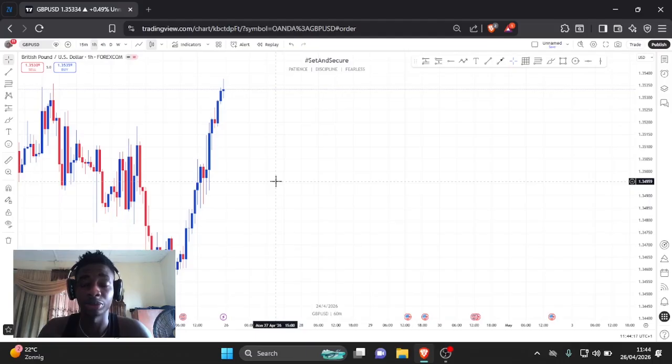Some traders edit their candlesticks. For example, I edited mine to be blue and red. Some people might decide theirs to be black and white, and some can decide to give it different colors. But I prefer the blue and red. I don't know, I just like it. So we have two types of candlesticks: the bullish and the bearish.